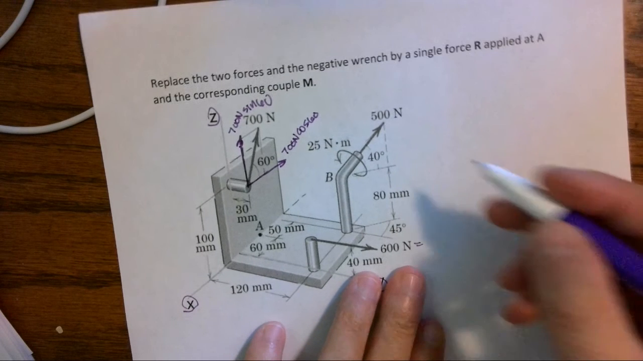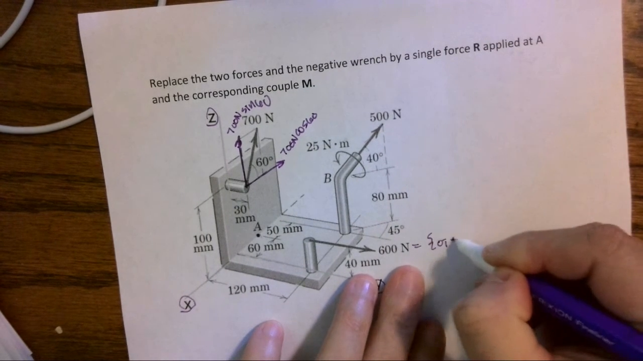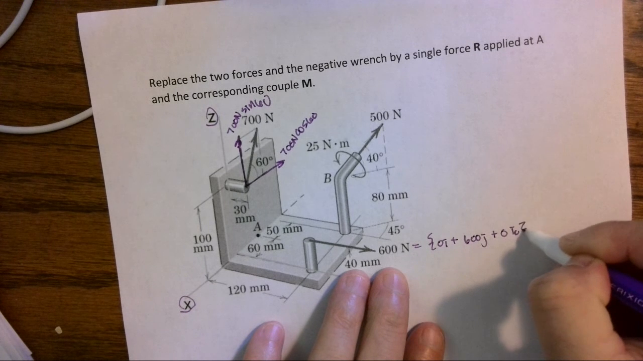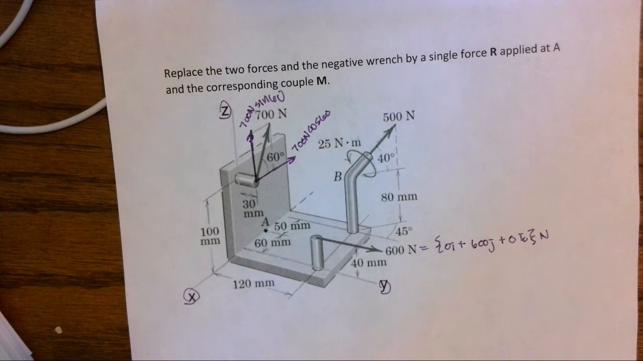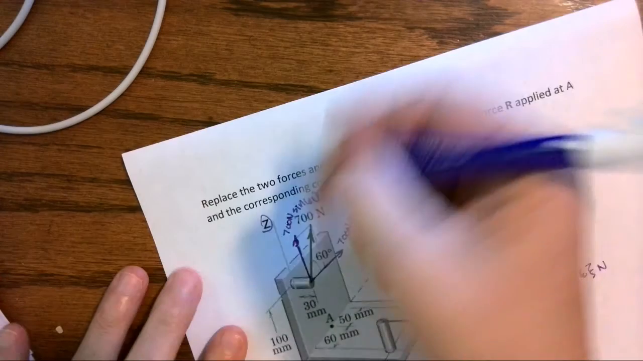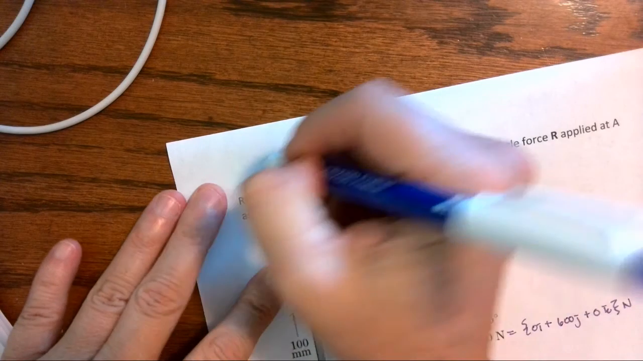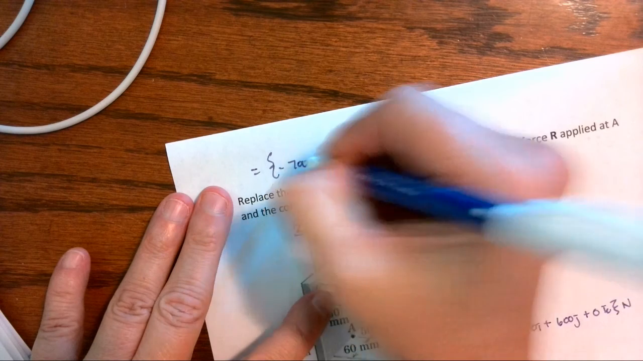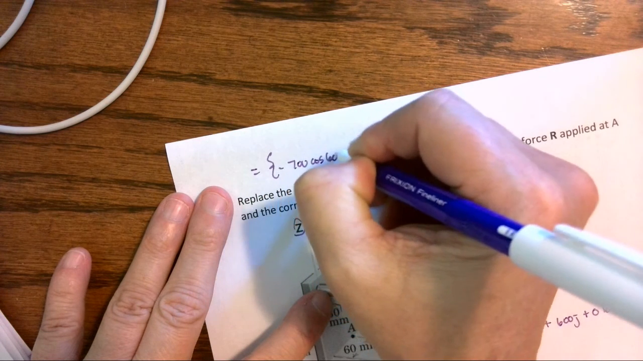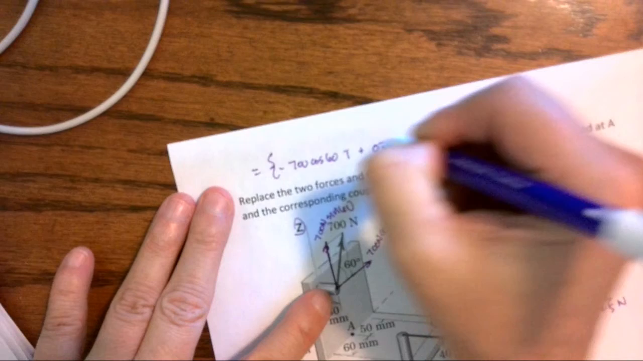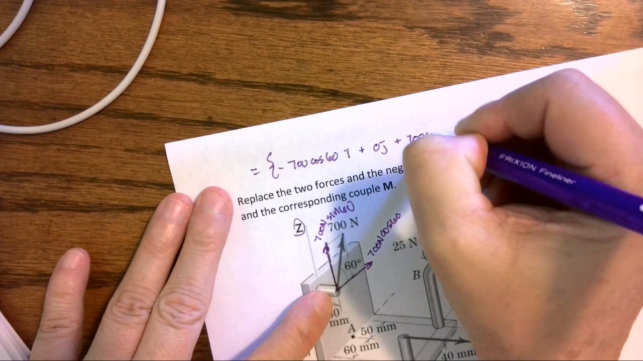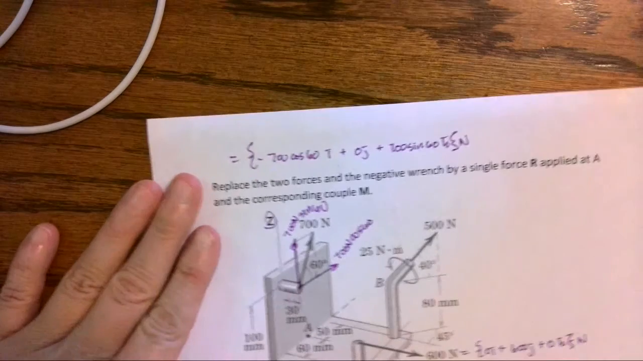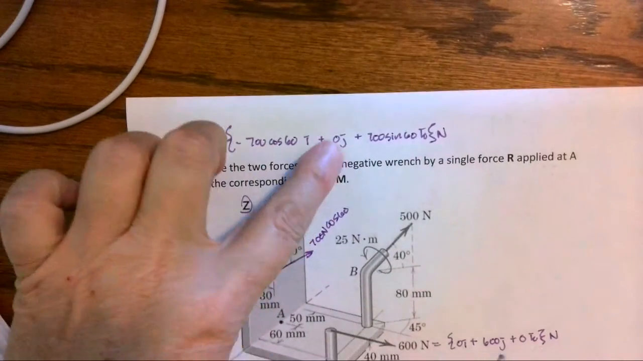If we wanted to, we could write Cartesian vectors describing this, and then as we're summing forces, we just look at the x, y, and z components. So if I wanted to look up here at this one, I could write that we have negative 700 cosine 60 i plus 0 j plus 700 sine 60 k newtons. Okay, so as we're summing forces x, y, z, we don't have to do as much thinking.